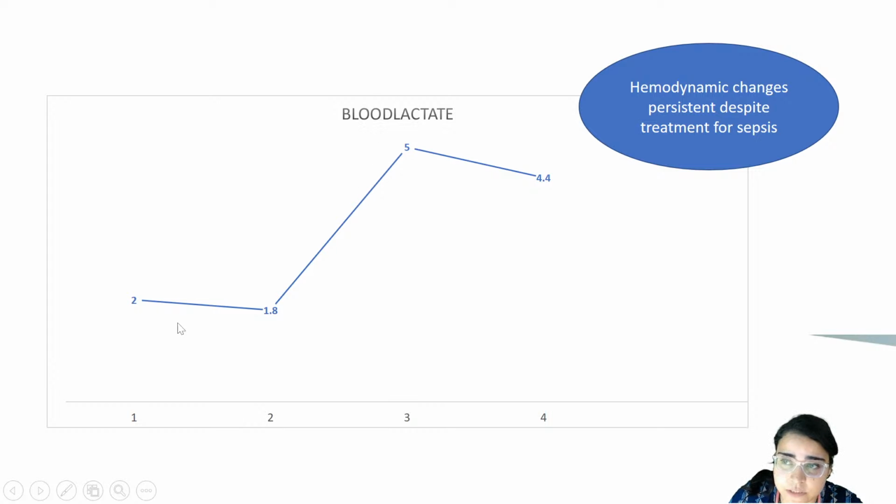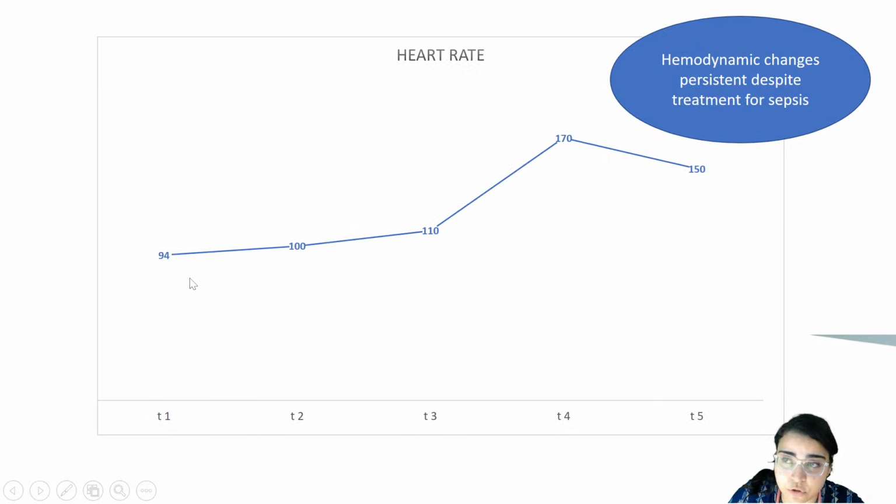Post-procedure, the interesting thing was that the child did have fever initially, and she had elevated lactate levels compared to her baseline lactates of 2 and 1.8. Apart from lactate, she was also seen to have elevation in her heart rate. And these hemodynamic changes were seen to be persistent despite treatment of sepsis and the child being otherwise stable.